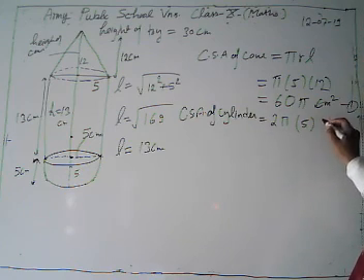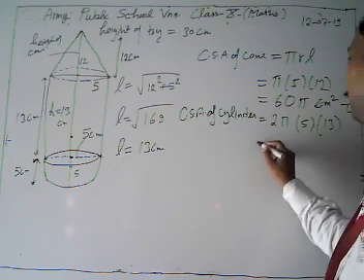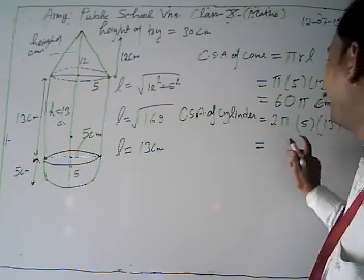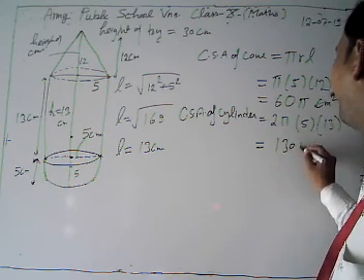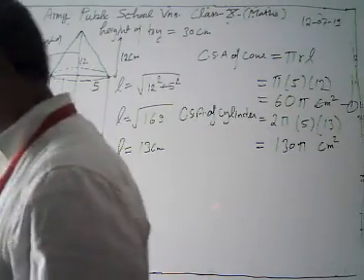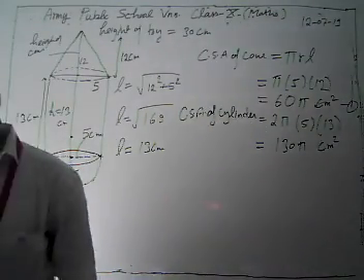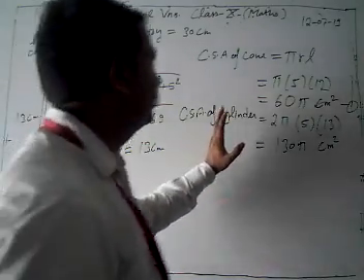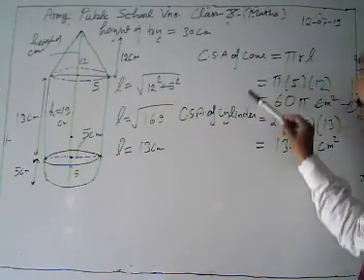Now the height of the cylinder is 13. 13 times 5 is 65, 65 times 2, then it's 130 pi centimeter square. Now we get the CSA of the cylinder: 130 pi centimeter square. Till now we have the CSA of cone and the CSA of cylinder.